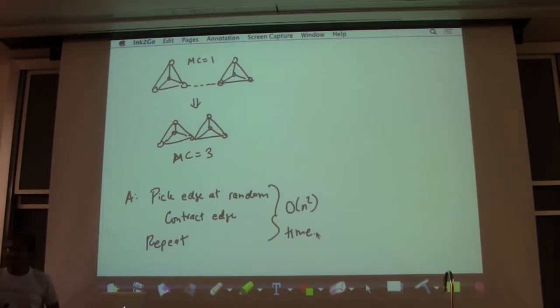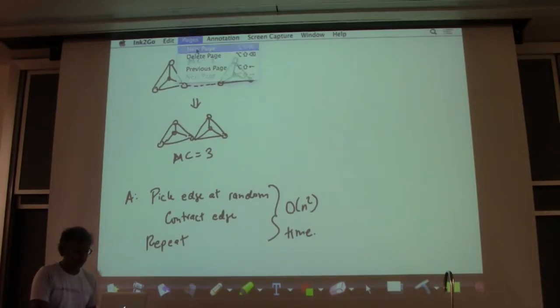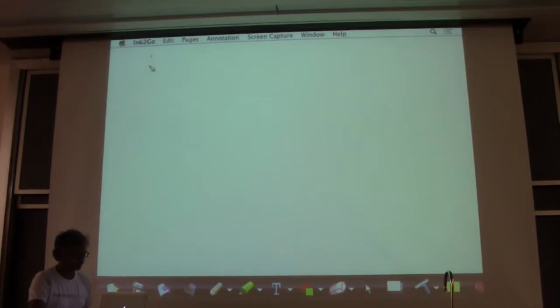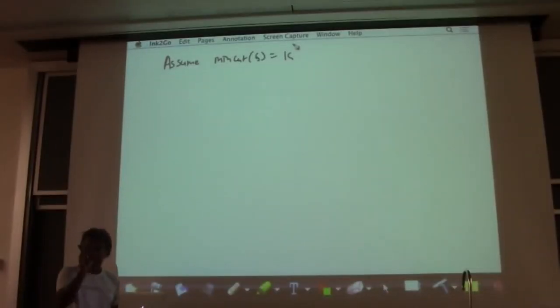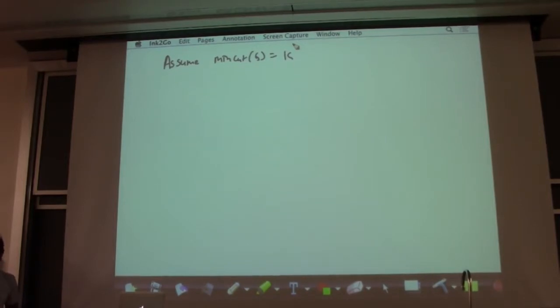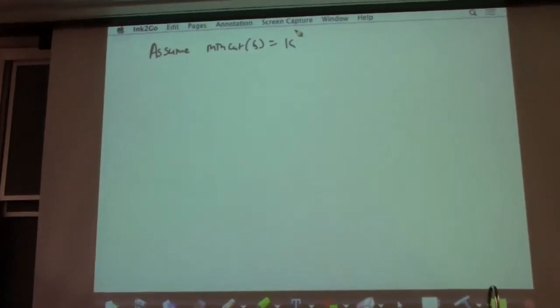And in order to do that, we need to build up some intuition about what's going on. So let's assume, let me go to the next page, let's assume that the min cut in the graph is equal to k. It turns out we don't actually need to know what k is, but let's just give it a name so we can refer to it. The value is k. Okay? If the min cut is equal to k, I claim that there are a large number of edges in this graph in terms of k.